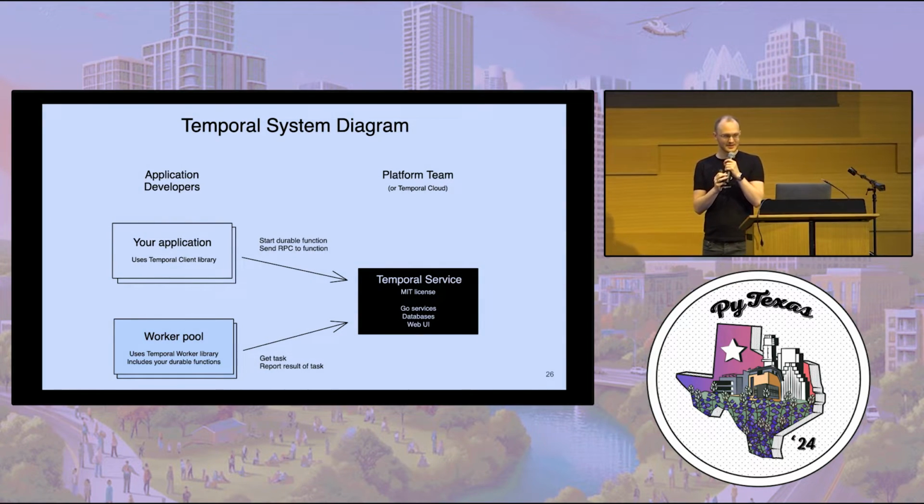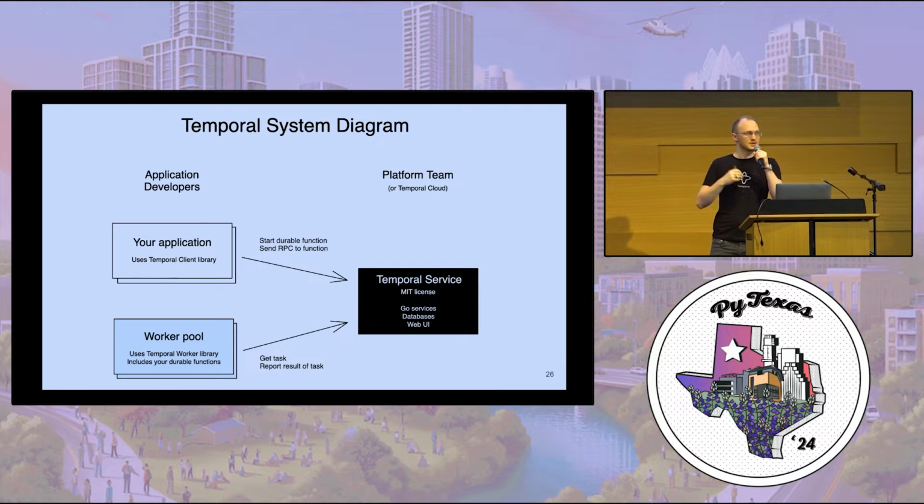So here's a system diagram of Temporal, which is the one I'm most familiar with and where I used to work. There are a number of different durable execution systems, and most of them have a similar diagram. On the left side, we have application developers, so us writing our application code. And on the right, we have a platform team that hosts the open source Temporal service cluster of Go services and databases. And each part of this is MIT licensed open source. And the Temporal service side takes care of the durability for you.